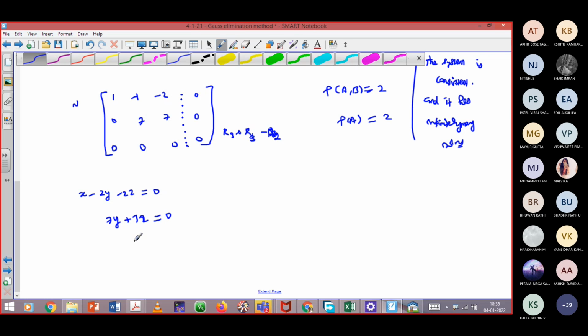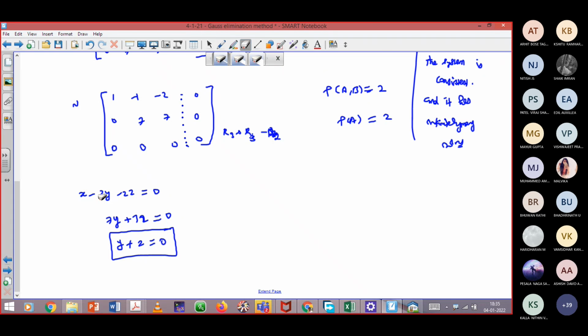Okay, so here I can further simplify: y plus z equal to 0. Sir, the first equation should be x minus... y. Oh, thank you. Thanks for the note. Okay.